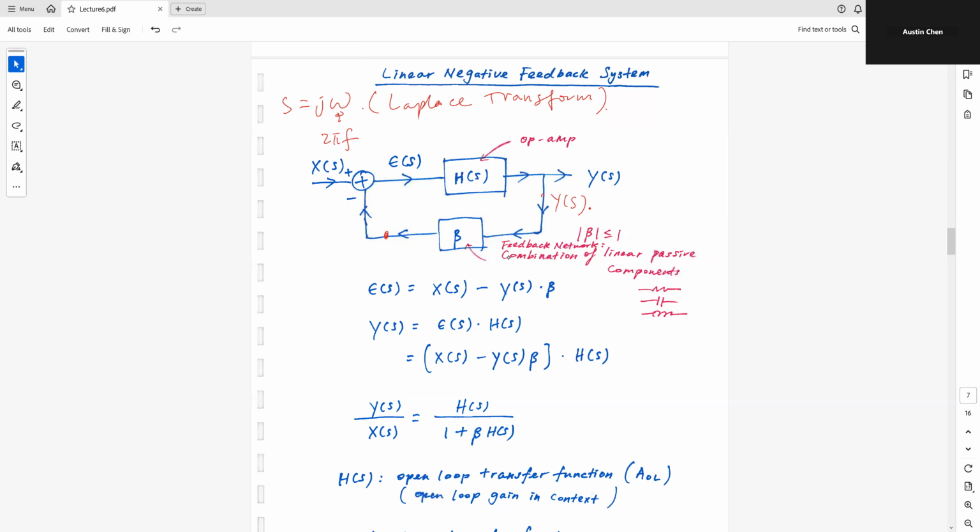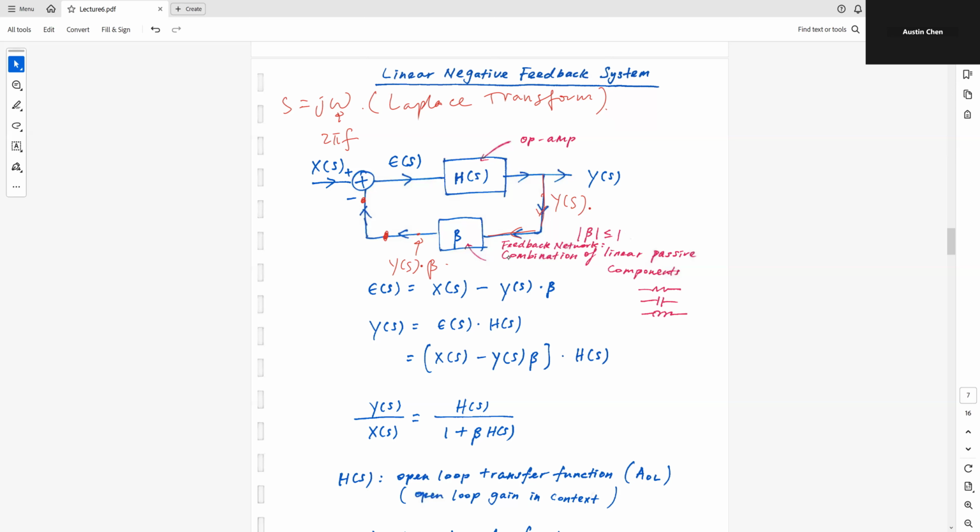Okay, so y of s, the signal is going to go down to the left and then keep going through this beta network. And then at the output of this beta network, I'm going to see y of s times beta. Okay, so that will be the signal sitting right over here, or right over here. Same thing, right? Because we're looking at the same net, the same piece of wire.